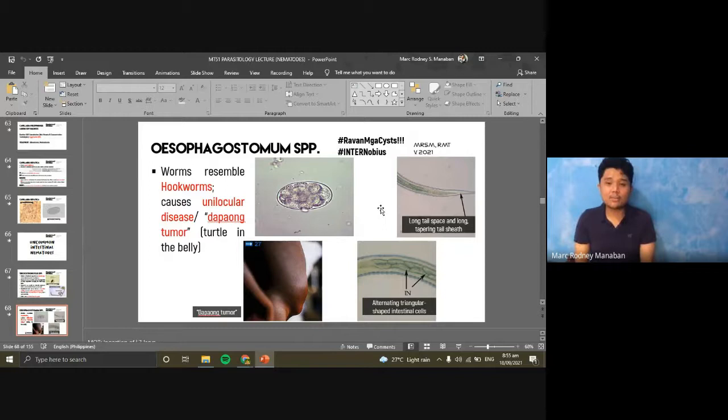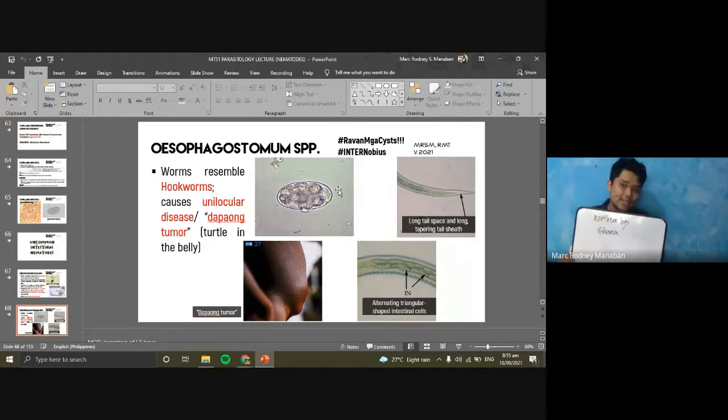Next, we have Oesophagostomum species. Worms, as you can see, the eggs still resemble your hookworm. And very important to take note is that it causes what we call Dapaong tumor. Dapaong is a place, no? Where it is common. This infection is usually common in northern Togo and in Ghana, and both of these places are found in Africa. So northern Togo and Ghana, all right?